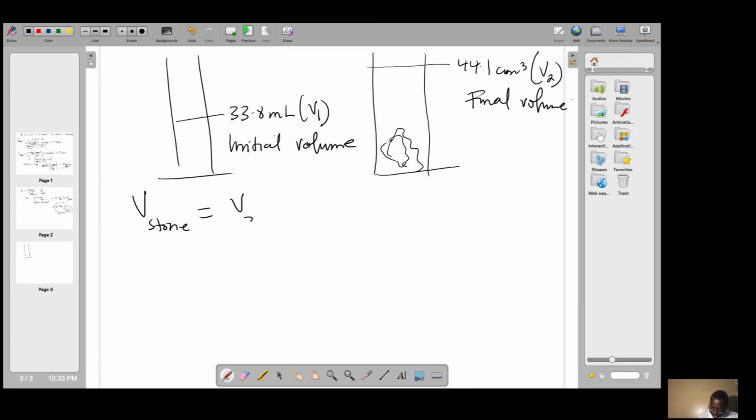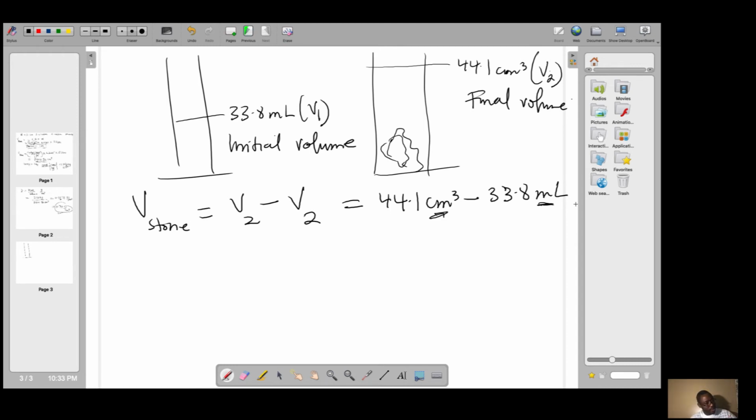Okay, so to find the volume of our rock or stone, we'll do volume of stone is equal to V2 minus V1. So we subtract the small volume from the big volume. So here we're going to get 44.1 cubic centimeters minus 33.8 milliliters. Okay. Now, we have to make sure the units are consistent. So here we have cubic centimeters, here we have milliliters. So the units are not consistent, they're not the same.